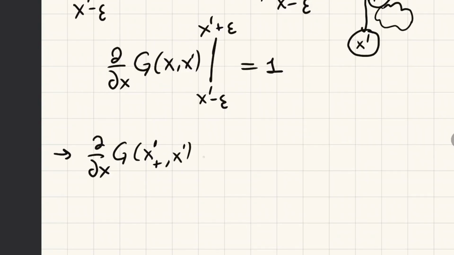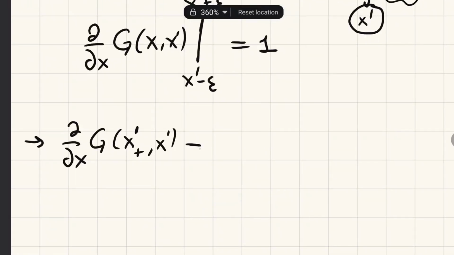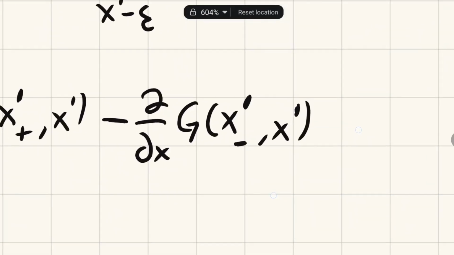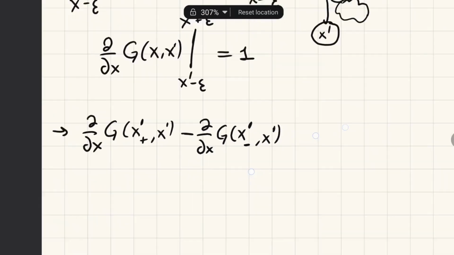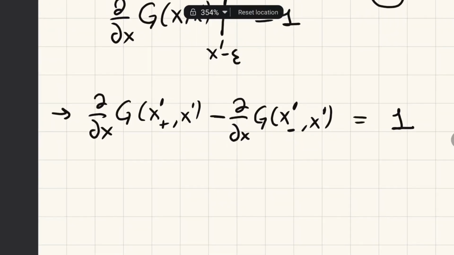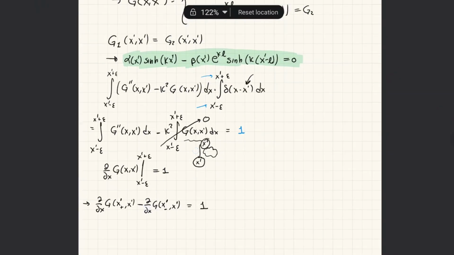And then by the fundamental theorem of calculus, we have a minus here, the derivative with respect to x of g of x prime minus here, and then x prime. Recall that here we are evaluating g from the left. Okay, so this is equal to 1.